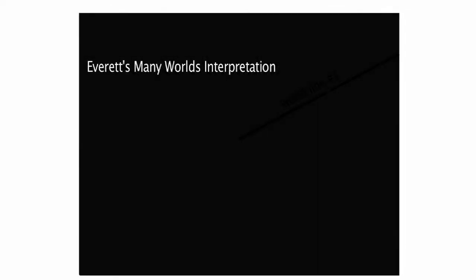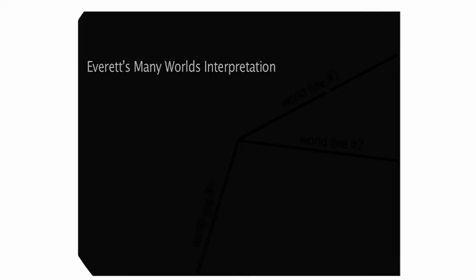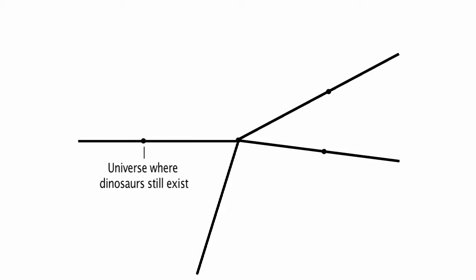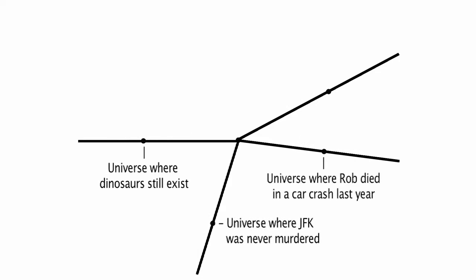Likewise, Everett talked about how there are branching tree-like structures which are causally connected, and he even allowed for the possibility that some of those branches might fuse back together further down the causal chain. But he was very clear that causality could never be violated. So the universe where dinosaurs never became extinct, or JFK was never murdered, or where I died in a car crash last year, would exist within the universal wave function as described by the Schrödinger equation.